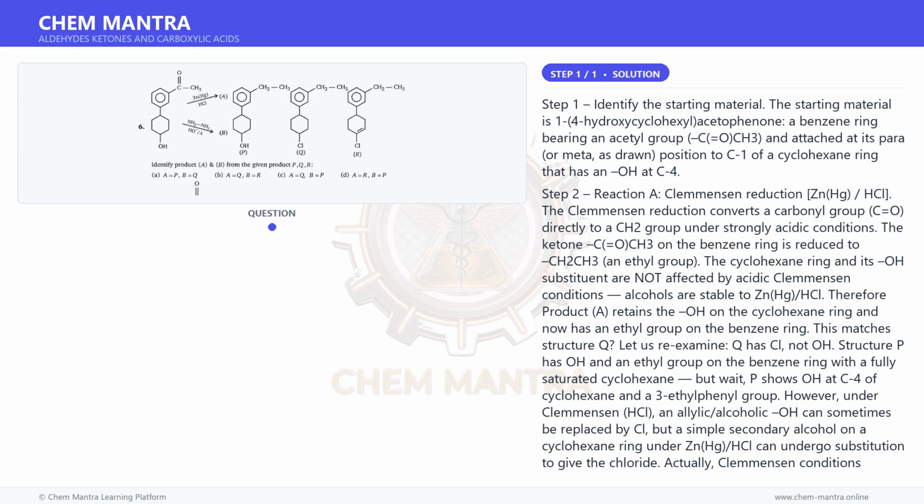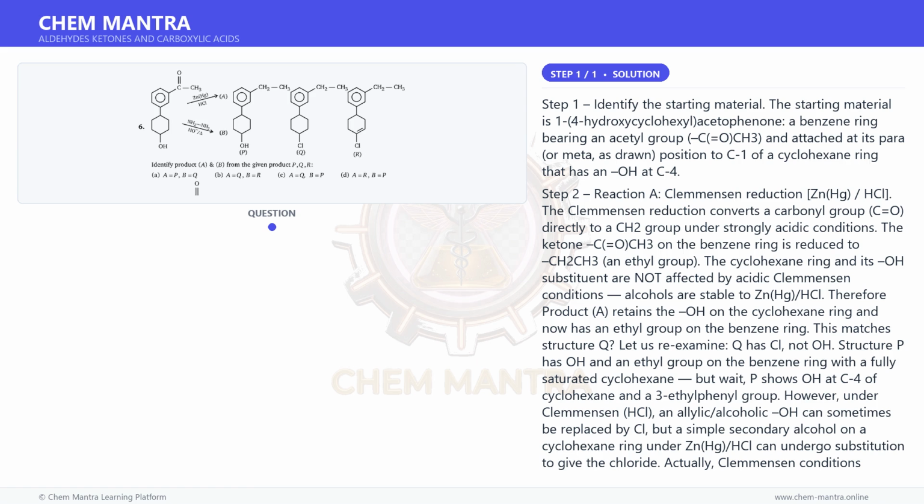The cyclohexane ring and its OH substituent are not affected by acidic Clemmensen conditions. Alcohols are stable to Zn, Hg, HCl. Therefore, product A retains the OH on the cyclohexane ring and now has an ethyl group on the benzene ring. This matches structure Q. Let us re-examine. Q has Cl, not OH.